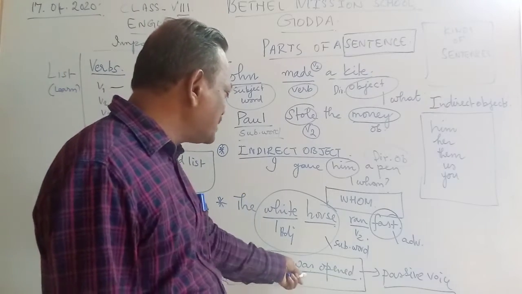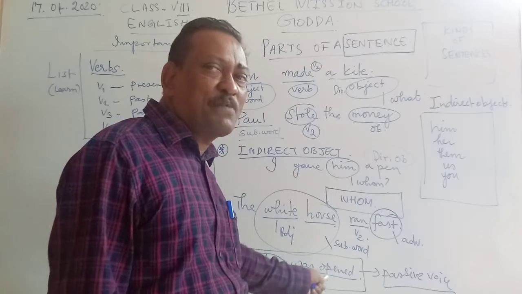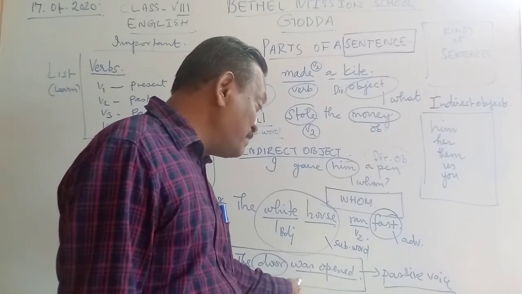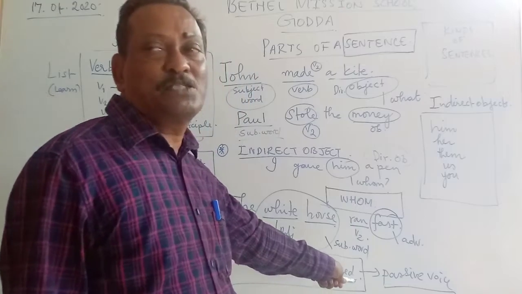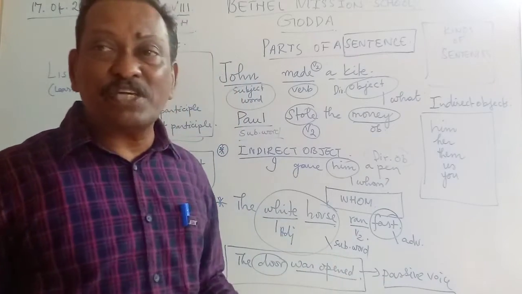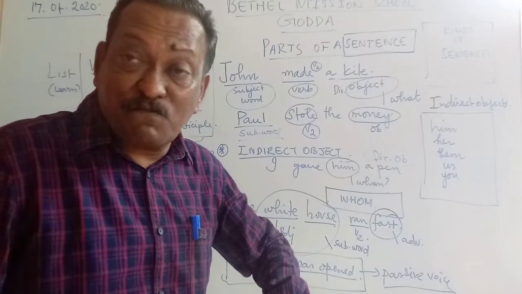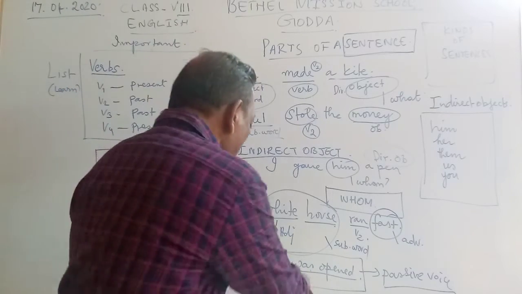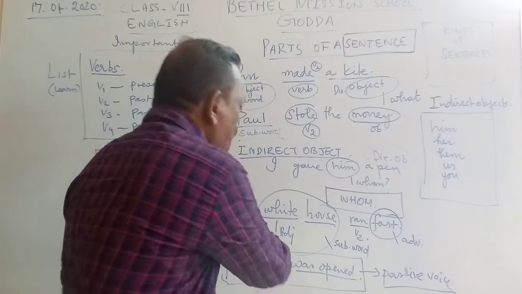But for the time being, you see, "was opened." This is a part you need to look into. Was is a verb followed by a past participle. The door was opened. So which is the subject here? It's a passive voice. The sentence is in the passive form. But again, the subject is the door.